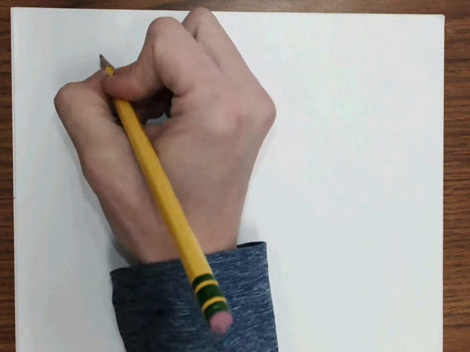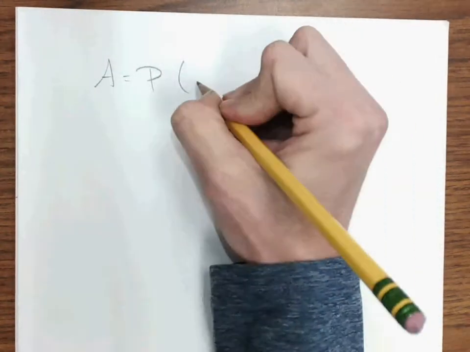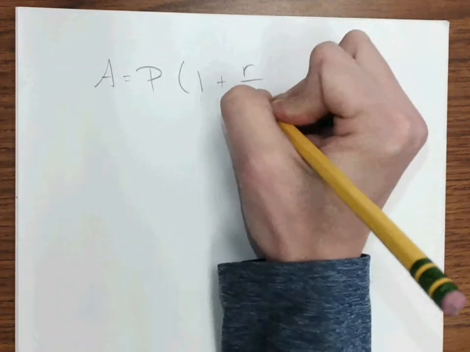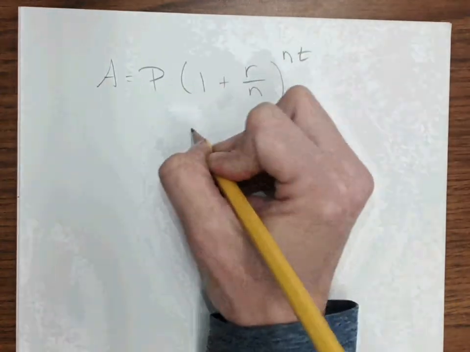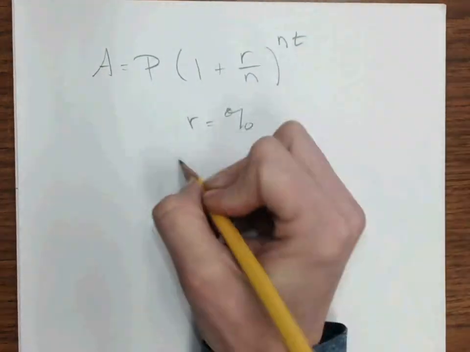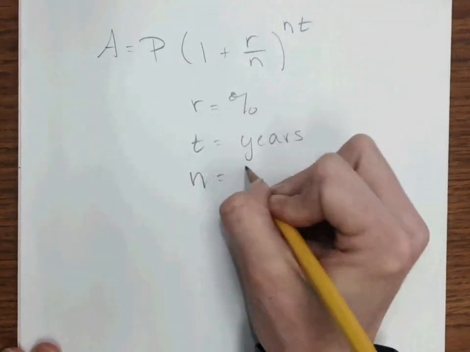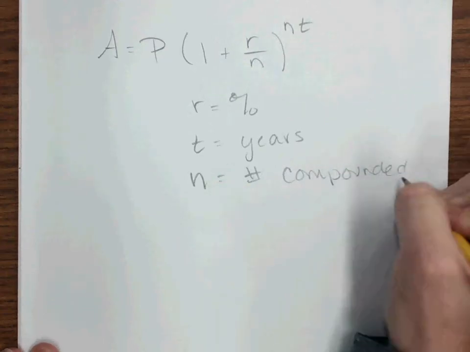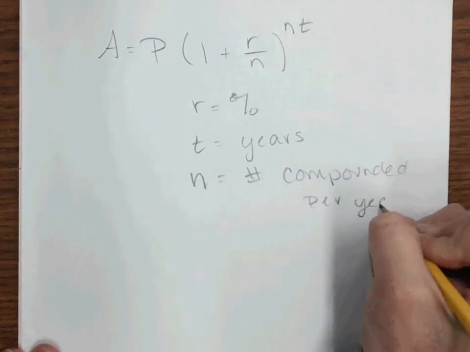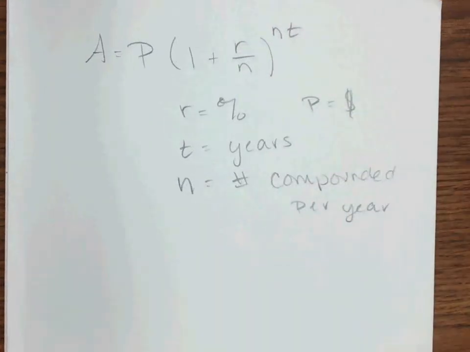So the equation that we use in terms of a savings account is A is equal to P times (1 plus R divided by N) to the NT. R is my rate, T is the number of years, and N is the number of times compounded per year. And then P is the initial money that was invested. Okay, so if you want, push pause, get this in your notes.